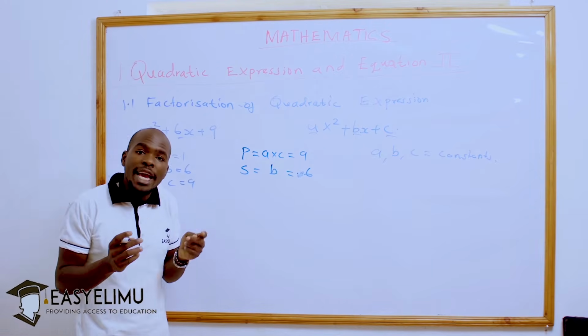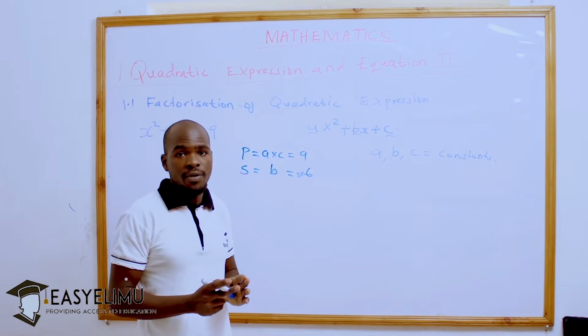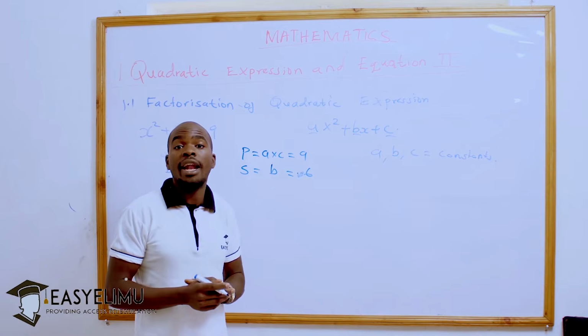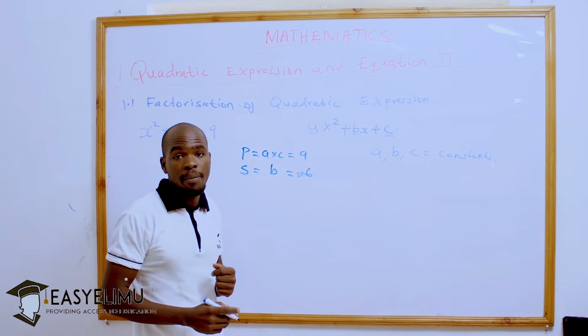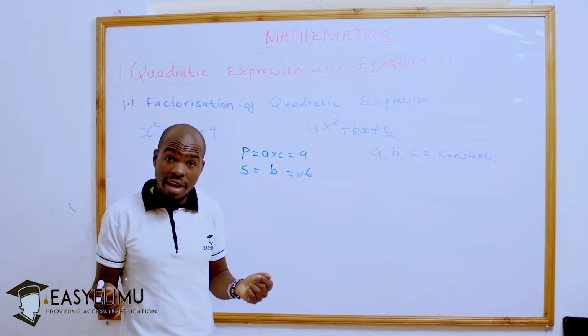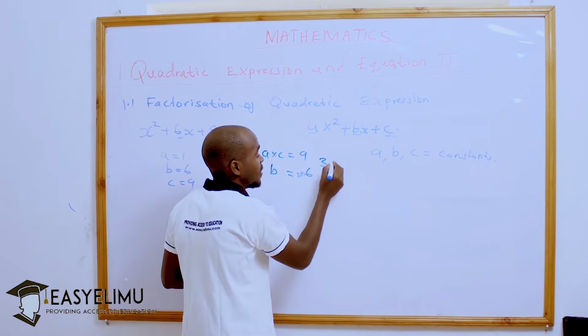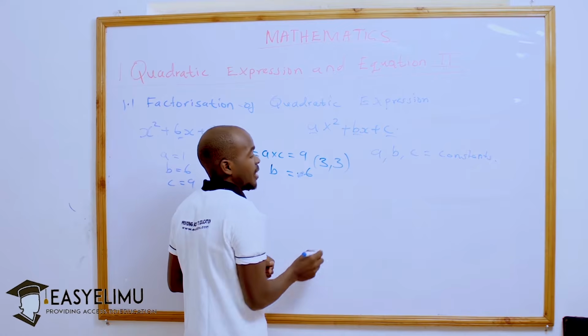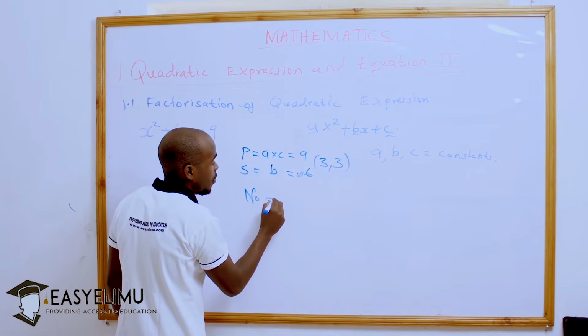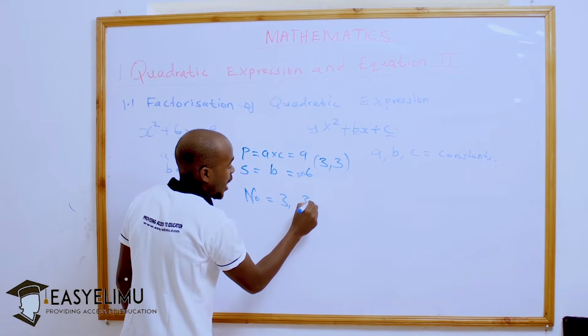So we need to identify two numbers whereby if you multiply them, you get 9, and if you add them, you get 6. If we identify them, you will find the two numbers are 3 and 3. So we have identified the two numbers, which are 3 and also 3.